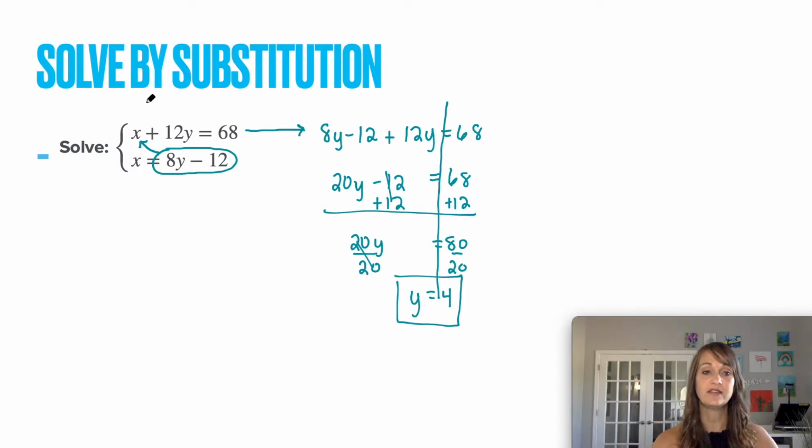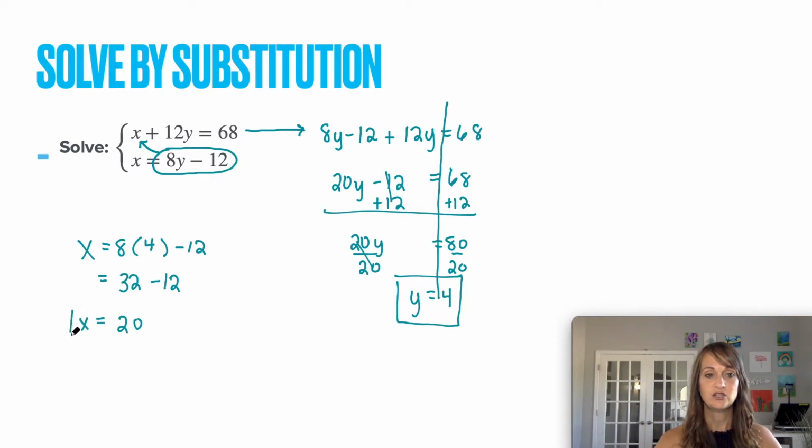We now need to go back and find x. We can go back to either equation. It does not matter. I'm going to choose the bottom equation. x equals 8y minus 12. But we just determined that y is the number 4. So 8 times 4 is 32, and 32 minus 12 is 20. Now that we've found both our x and y, we can write our answer as a coordinate point, which is the coordinate point (20, 4). And that is the solution.